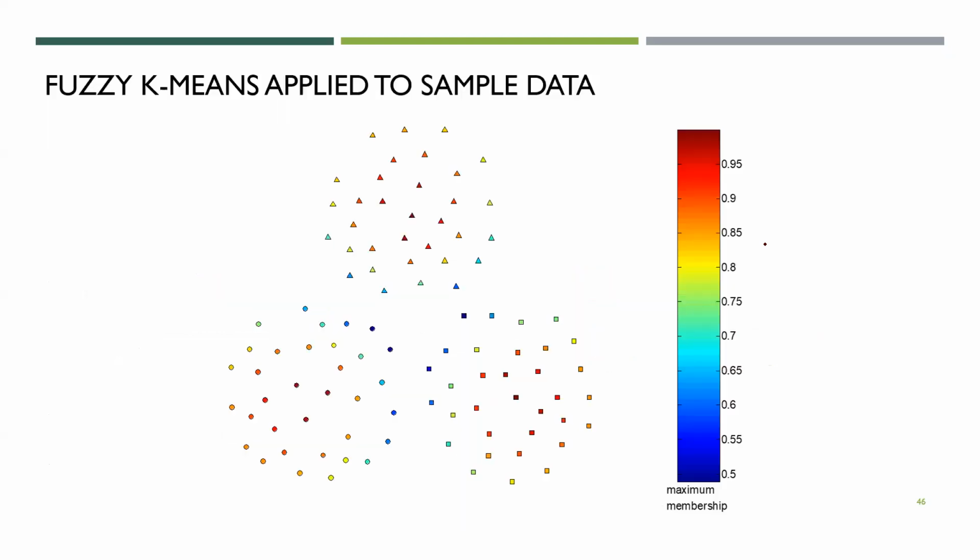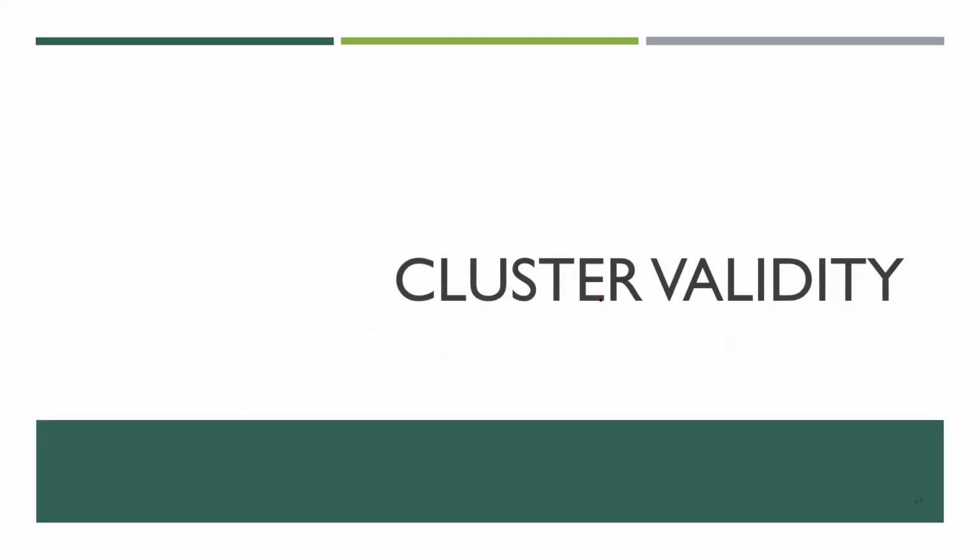Okay. This is fuzzy k-means, sorry, fuzzy c-means applied to the sample data. For each data point, we have a membership value. This is the color here. I just show you the maximum membership value.